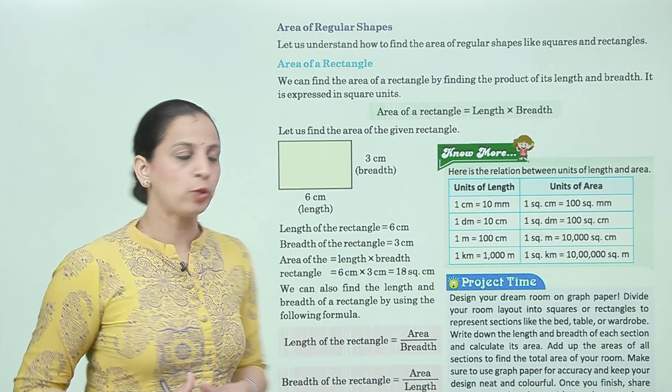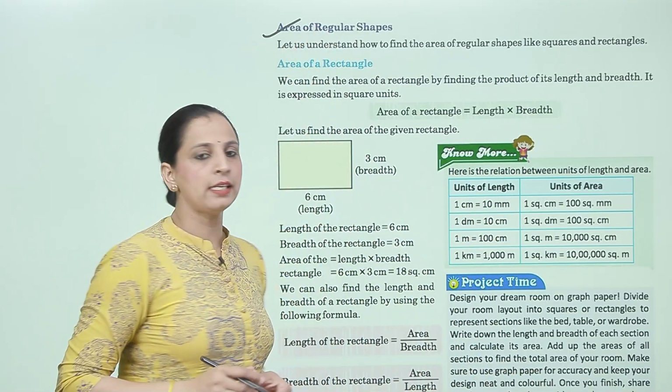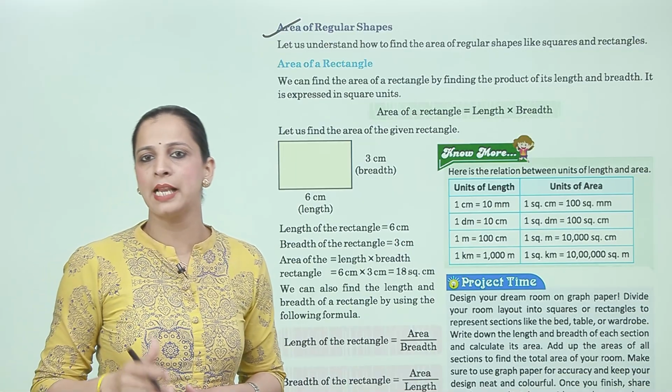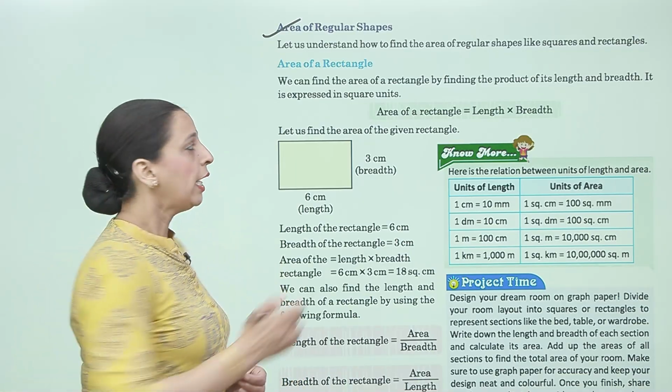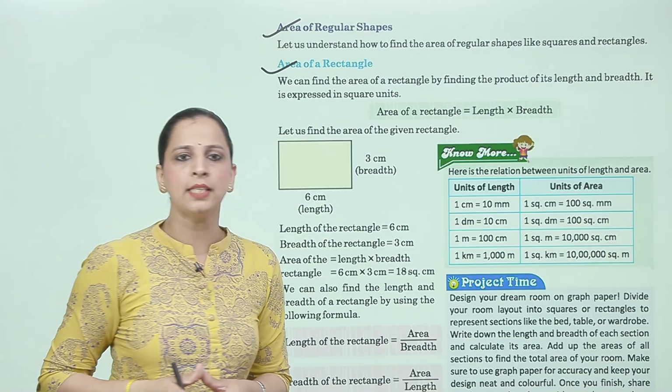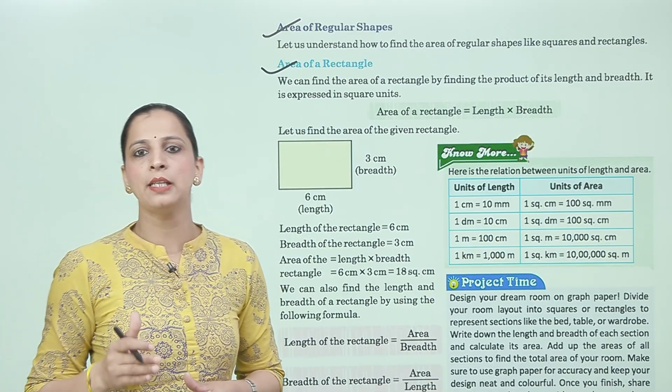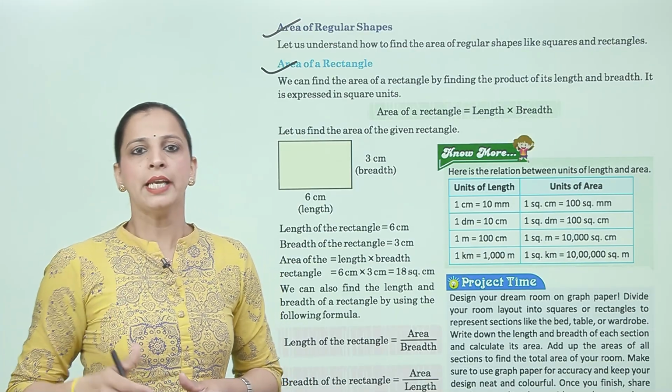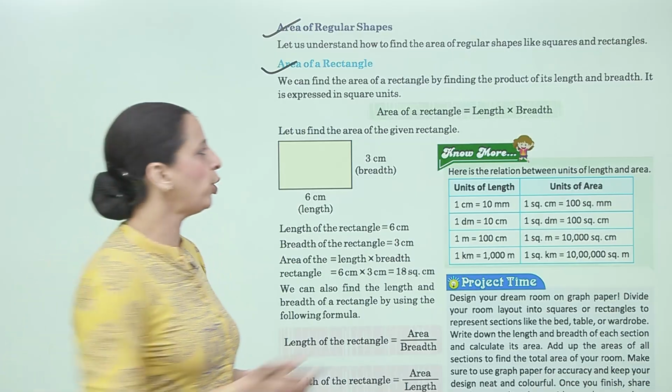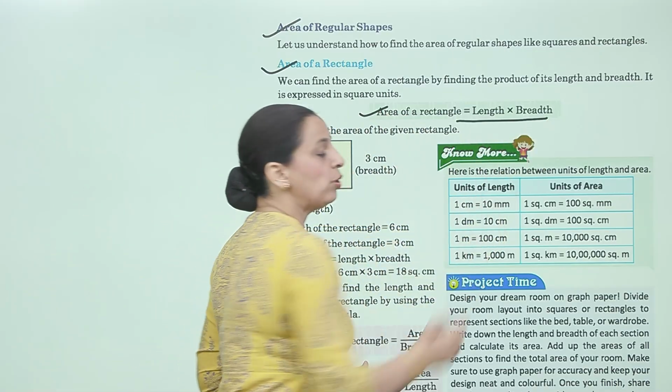Now, area of regular shapes. Let us understand how to find the area of regular shapes like squares and rectangles. Now, area of a rectangle. We can find the area of a rectangle by finding the product of its length and breadth. It is expressed in square units. So, area of rectangle is length into breadth.